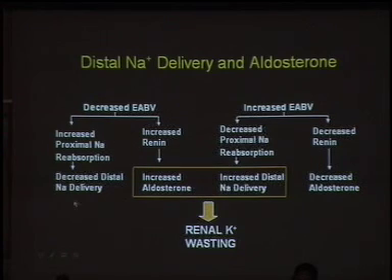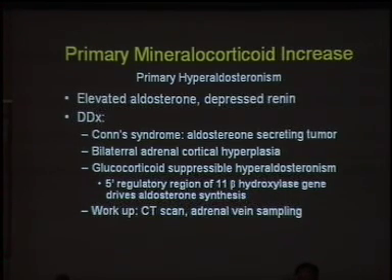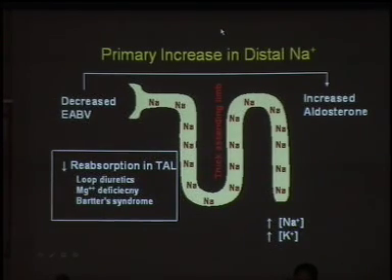In the earlier slides, potassium is conserved when these don't go together. When the aldosterone and the distal sodium delivery go together, then you will lose potassium. Okay, primary hyperaldosteronism, again, elevated aldosterone because of the primary increased production, renin is depressed as a feedback mechanism. Conn syndrome, bilateral adrenal cortical hyperplasia, there are many other diseases, and you end up losing potassium.